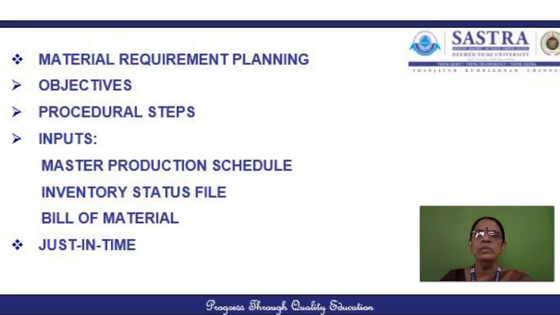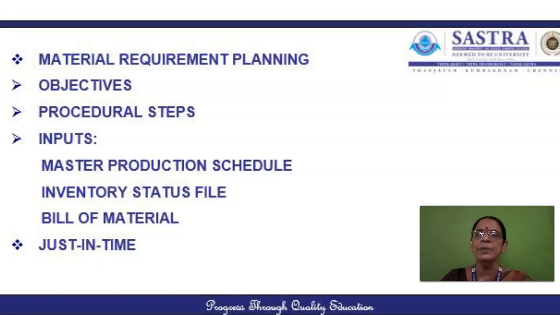Now, while using this MRP method, the following questions are to be answered. What do we want to produce and when? This question can be answered by the master production schedule. So, what is to be produced and when is it to be produced? This will be explained in the master production schedule.